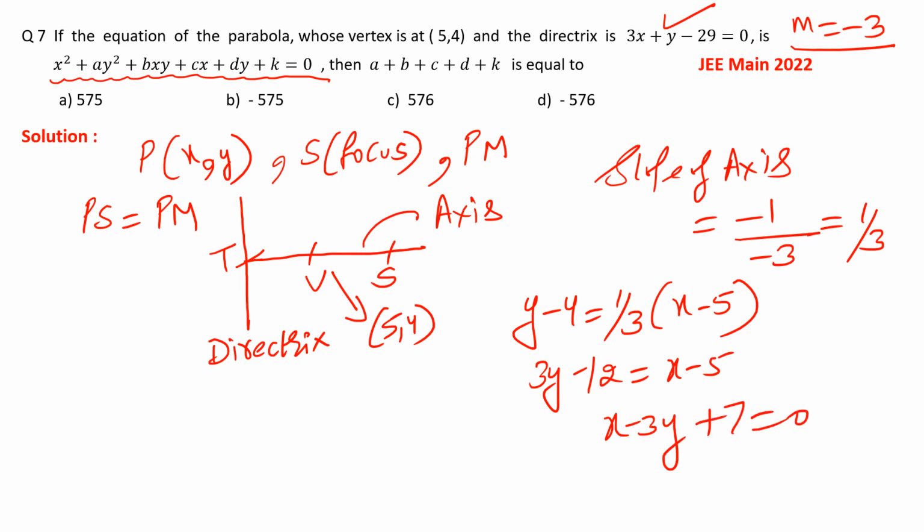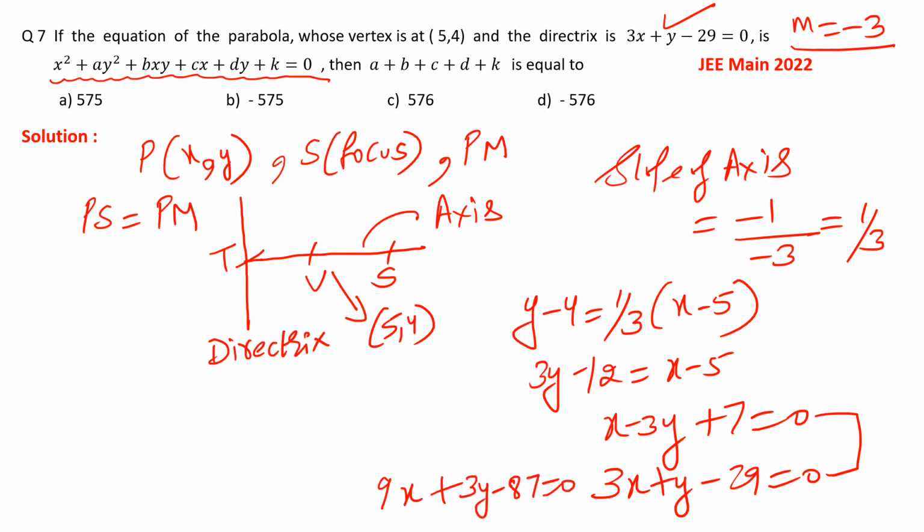Now the equation of the directrix was 3x + y - 29 = 0. So we need to solve both of these equations by using the coefficient elimination method. Suppose I multiply the second equation with 3. So I will be getting 9x + 3y - 87 = 0, and the first equation is x - 3y + 7 = 0. Just add both of these equations.